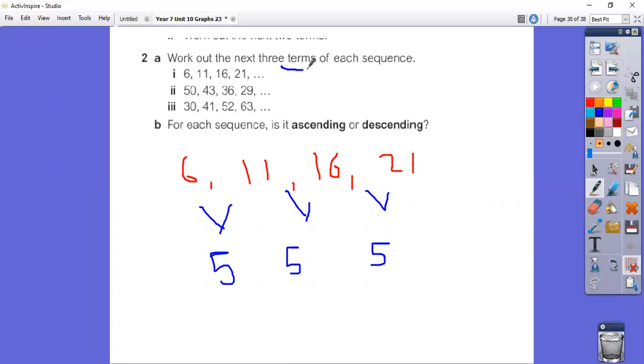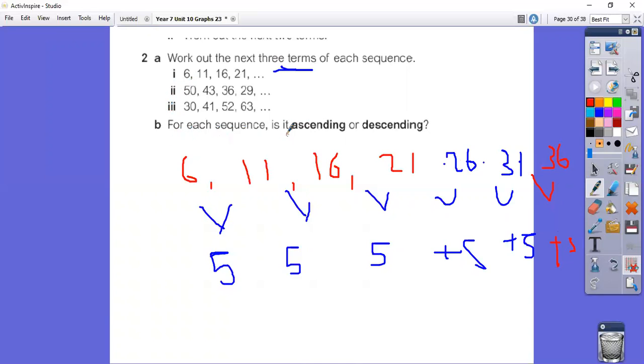So to work out the next 3 terms, so what will be here, here, and here? Well, the 21 plus 5 is going to be 26. And 26 plus 5 will be 31. And then the 31, let me just make this a different color so it's easier to see, plus 5 to give you 36. So now you guys, can you do part II and III?